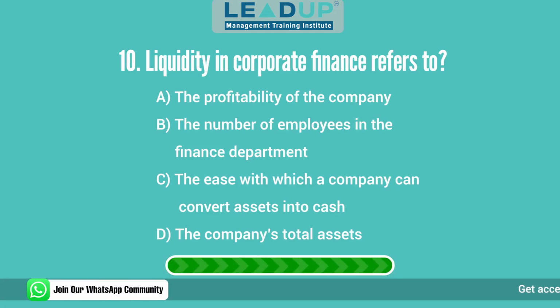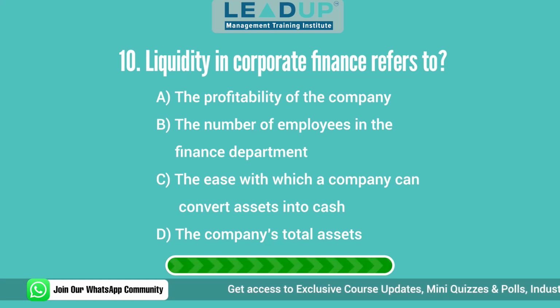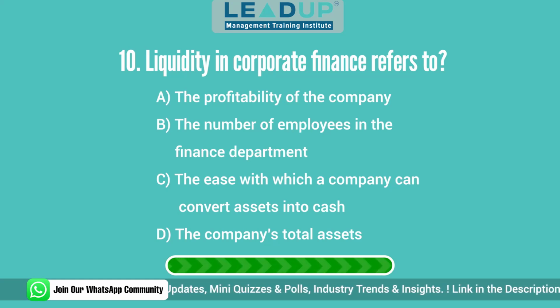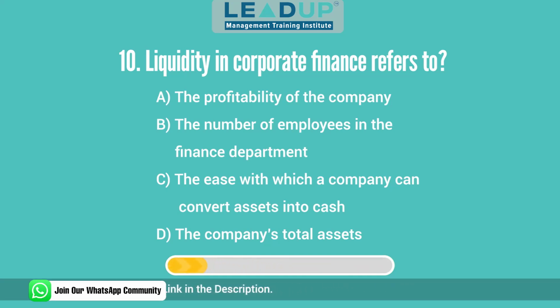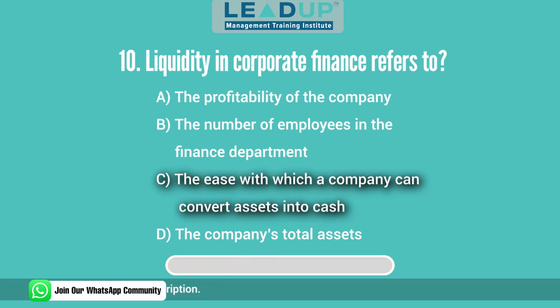Question 10. Liquidity in corporate finance refers to A. The profitability of the company. B. The number of employees in the finance department. C. The ease with which a company can convert assets into cash. And D. The company's total assets. Answer: the ease with which a company can convert assets into cash.